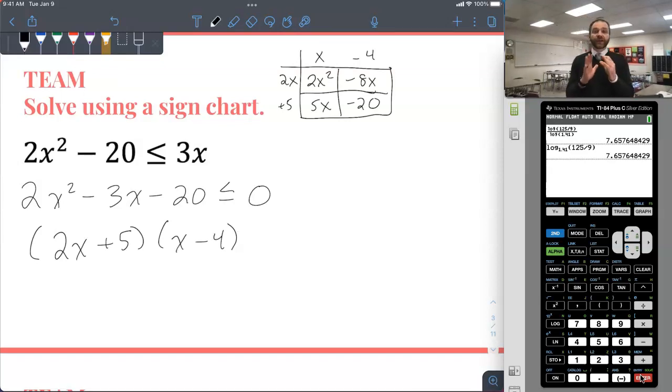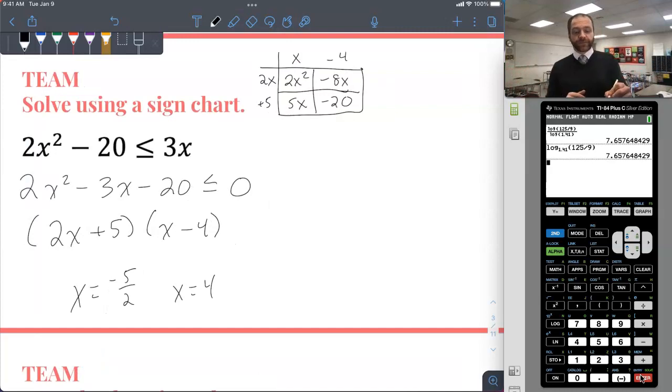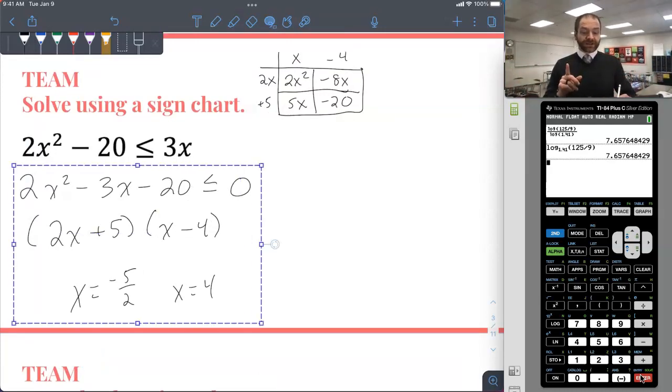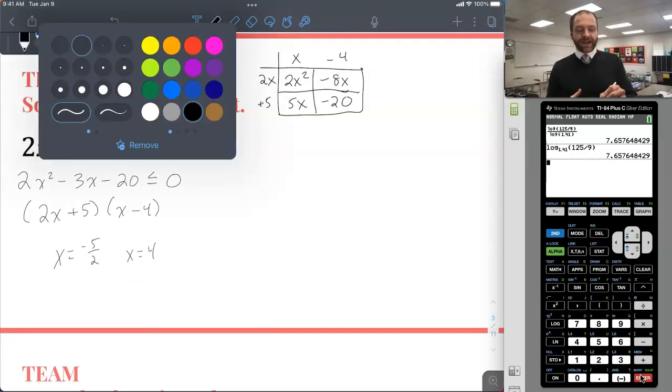Now, at this point, there's nothing too different than just factoring and solving. I mean, if I were to solve this, you'd go, hey, x equals negative 5 halves, x equals 4. And you would be done if it was an equation. But it's not an equation. It's a sign chart. Technically, this is the hardest part, the factoring. The sign chart's a pattern.